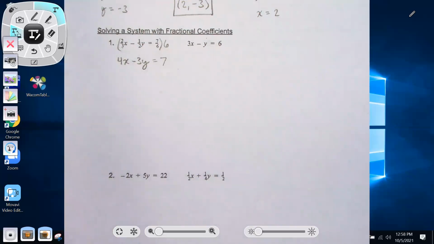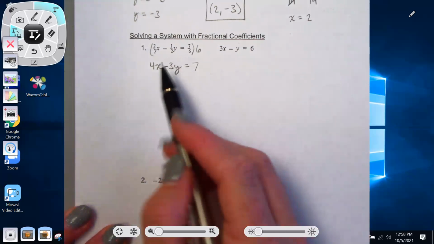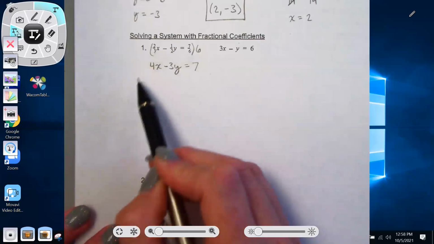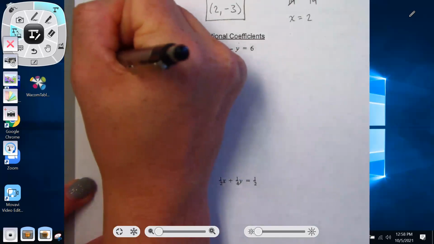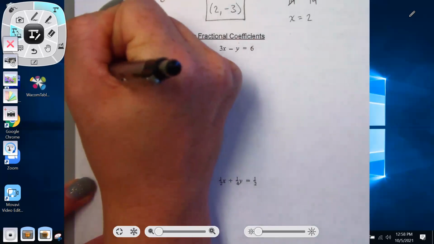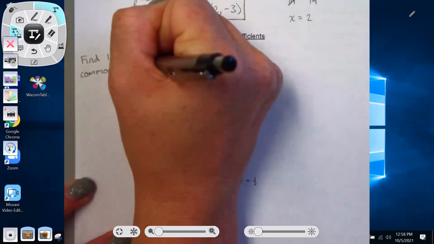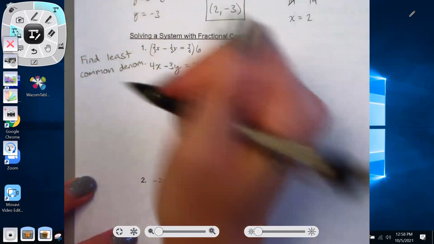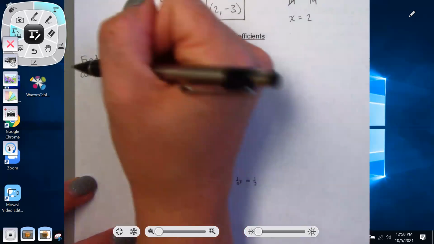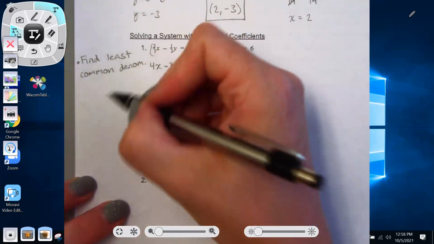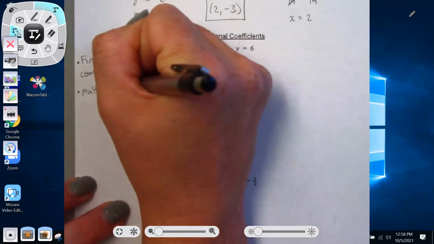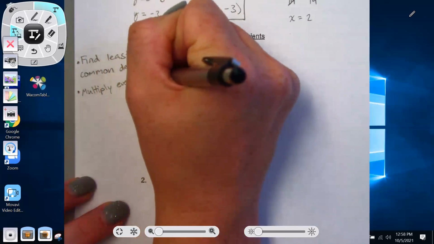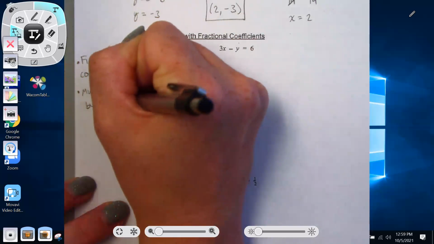So always use the least common denominator, the least common multiple. How would you know? You find the smallest number that all three of your denominators will go into. 3 will go into 6, 2 will go into 6, and 6 will go into 6. You don't just bring the 6 over from the other side. Find the least common denominator, then multiply everything by the least common denominator.